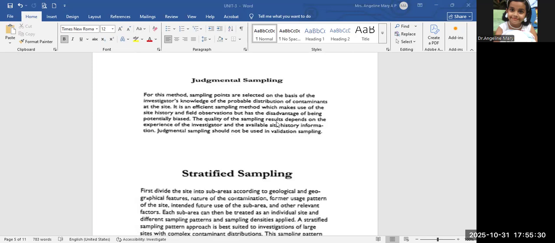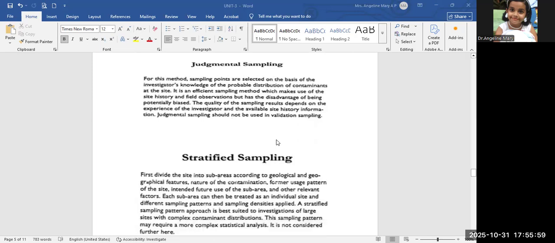The quality of the sampling results depends on the experience of the investigator and the available site history information. Based on these two conditions, we can provide a realistic judgmental sampling. So judgmental sampling should not be used in validation sampling. It should be an invalid sample, so it should not be a validation sampling. This is the way we identify the samples in the judgmental method.